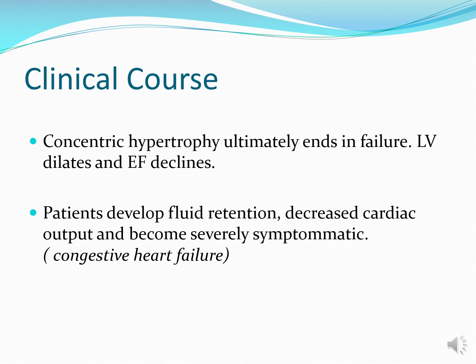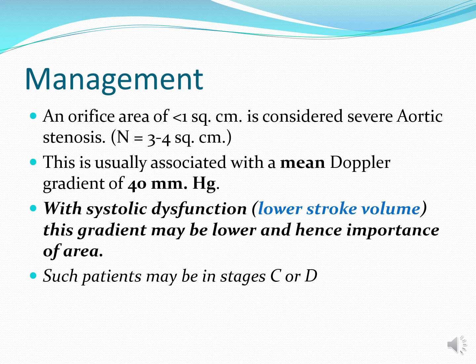So to sum up, you can have concentric hypertrophy that ultimately ends in failure. The ejection fraction declines, and the patient will develop symptoms of heart failure, fluid overload, leg edema, etc. What's the management? We have to replace the aortic valve when the patient is symptomatic or if he is developing left ventricular dysfunction. Usually, the definition of severe aortic stenosis is when the area is less than 1 square centimeter.